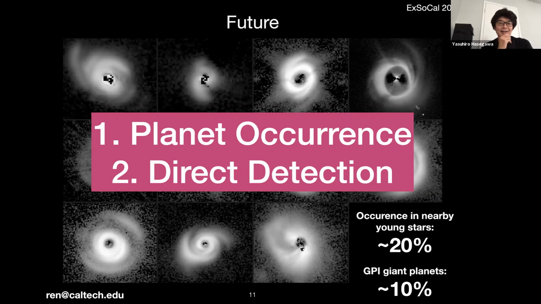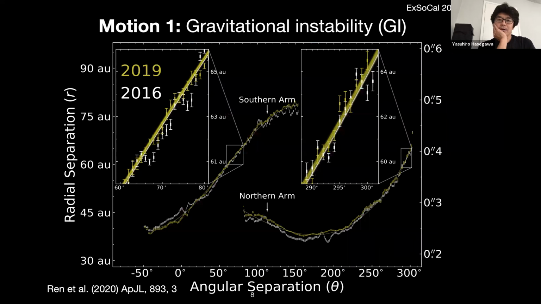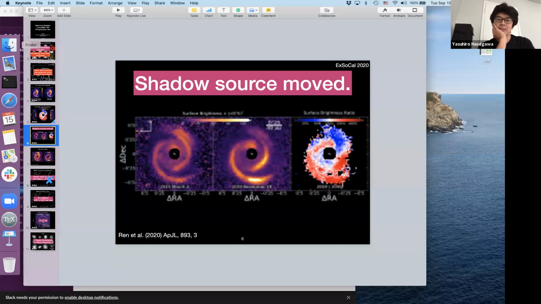So actually, planets play an important role in the disk structures, right? And sometimes they generate a spiral and sometimes a gap. What's the main difference in generating the two features?